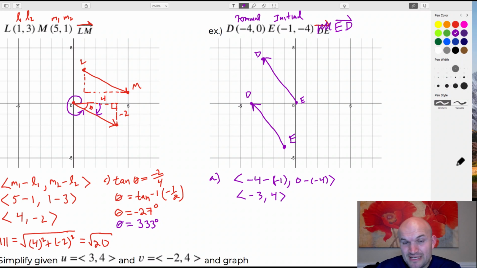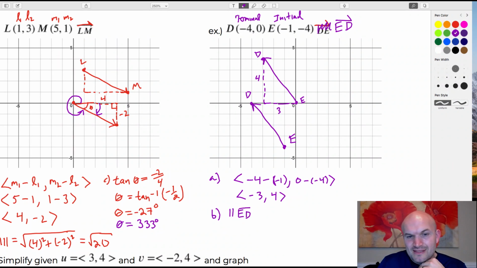The next thing would be to find the magnitude. The nice thing about this, guys, is I noticed that this is a 3, 4, 5 triangle, right? This is 3, this is 4. So the magnitude of ED is really easy to find. That's a Pythagorean triple, so I'm just going to say that is 5 units. I don't even need to apply the formula here.